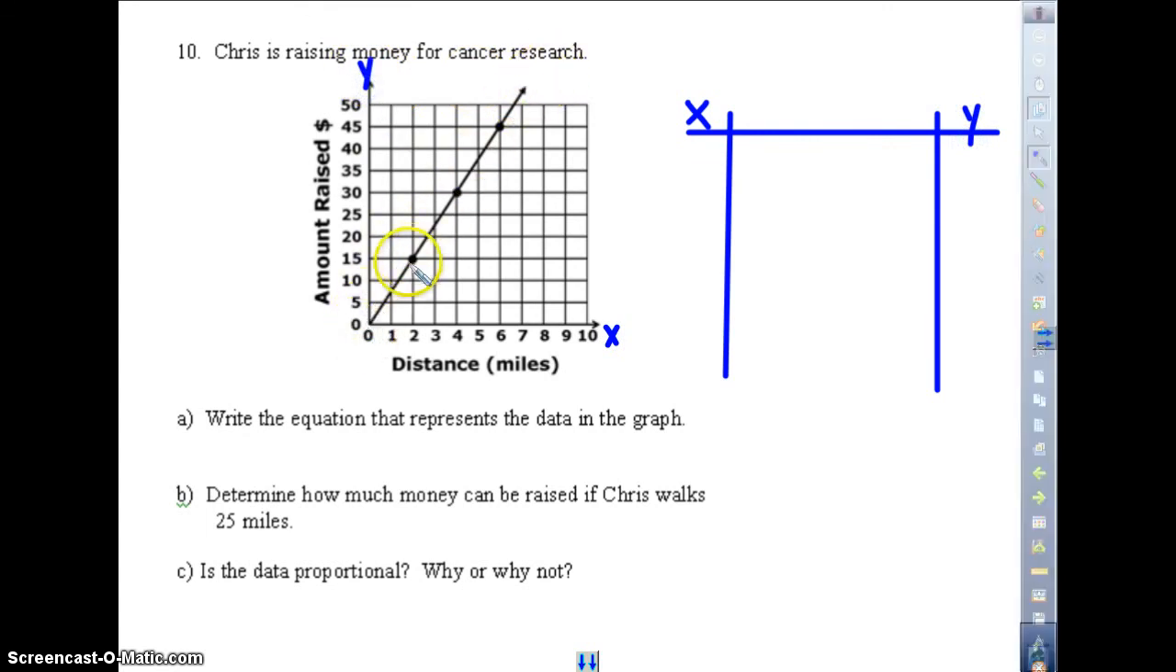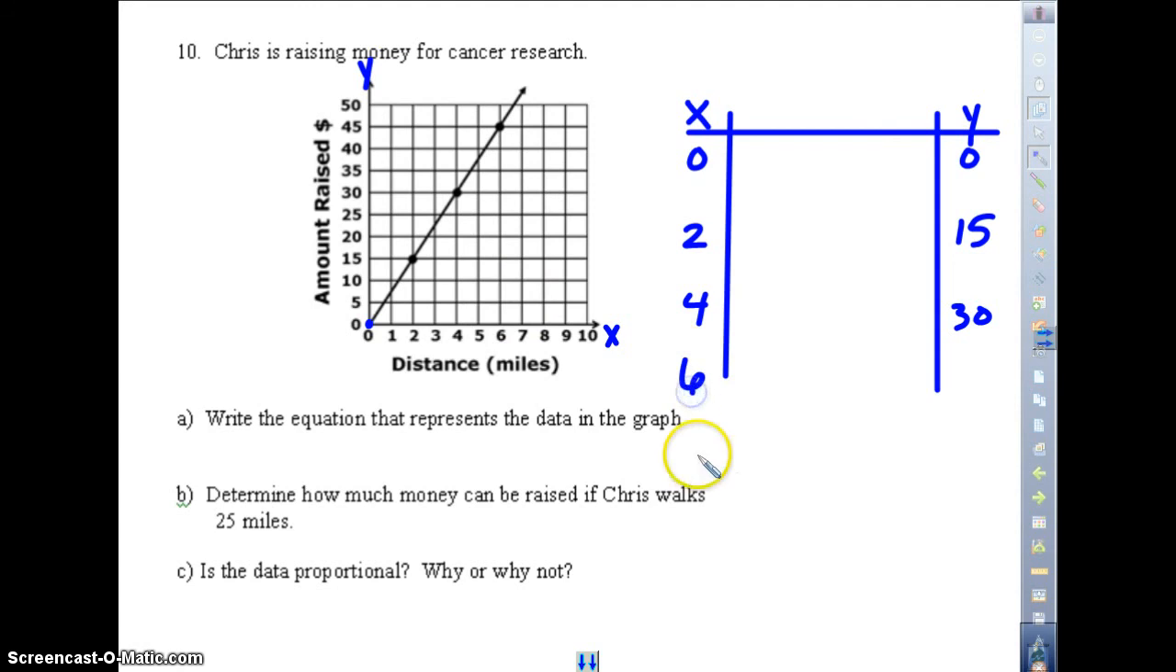And you can even pick other points that I haven't even labeled. For instance, like this one right here. Okay? 0, 0. This one is what? 2, what? 2, 15. This one here is 4, what? 4, 30. And then this one is 6, what?